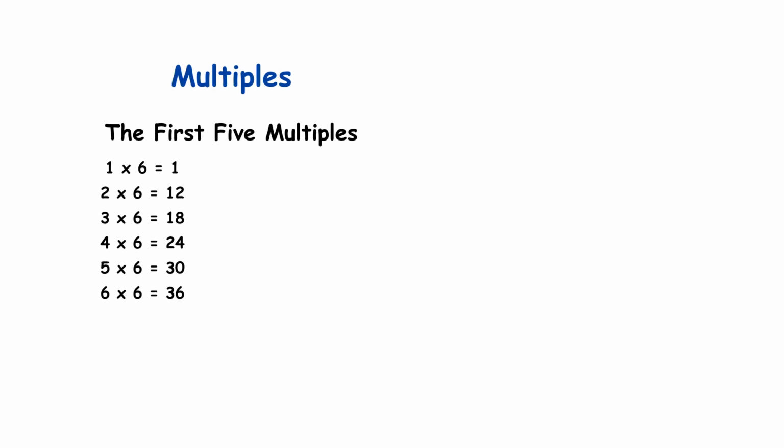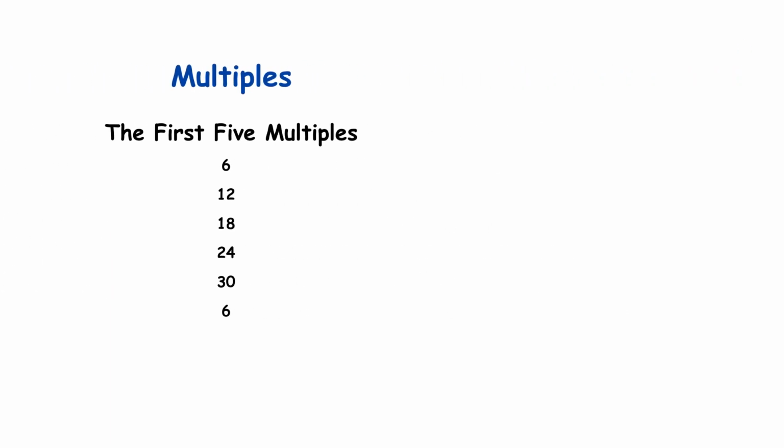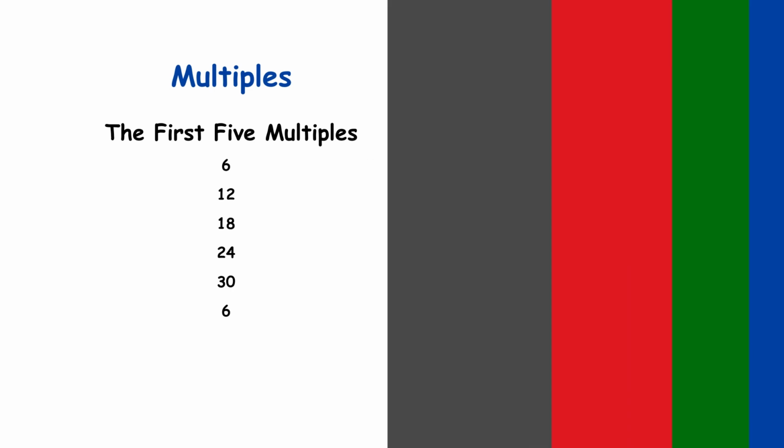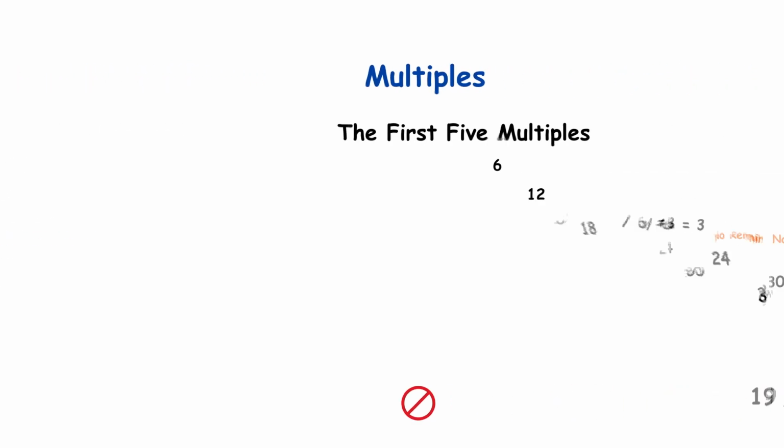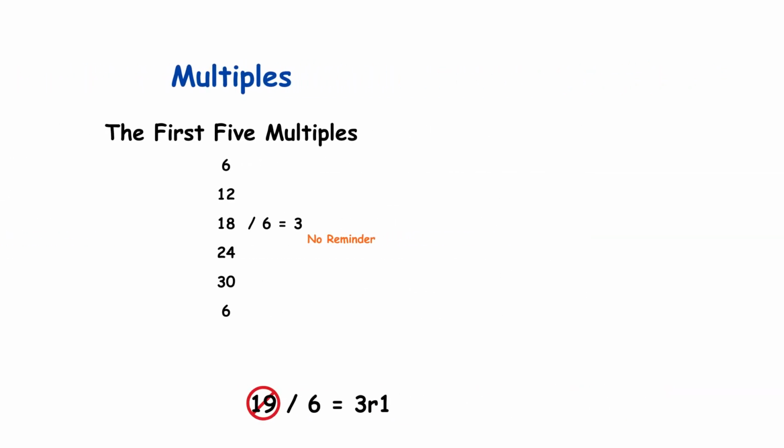Checking if a number is a multiple. Because of this, all the multiples of a number will be divisible by that number without any remainder. For example, 18 divided by 6 is 3 with no remainder. So 18 must be a multiple of 6. Whereas if we looked at 19, 19 divided by 6 is 3 with a remainder of 1. So it's not a multiple of 6, because it gave a remainder.